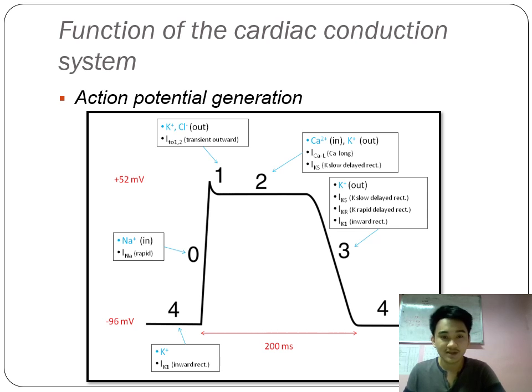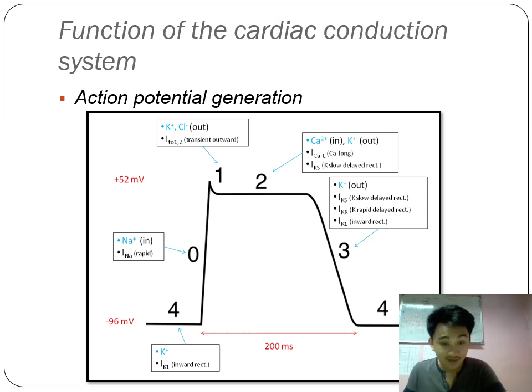So this resting membrane potential results from the influx of ions such as sodium and calcium, and also the outflux of ions such as potassium and chloride. These ions are regulated by pumps such as the sodium potassium pump, sodium and calcium exchanger, and others.